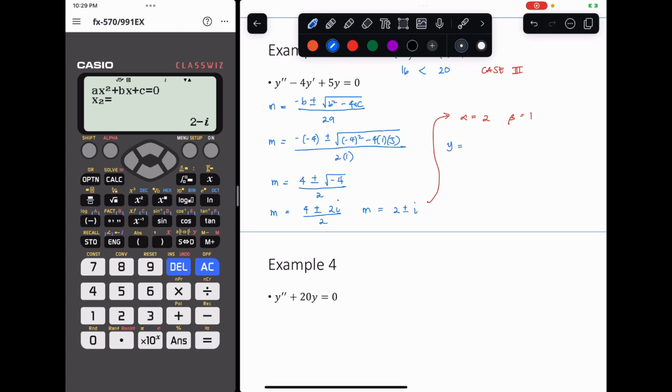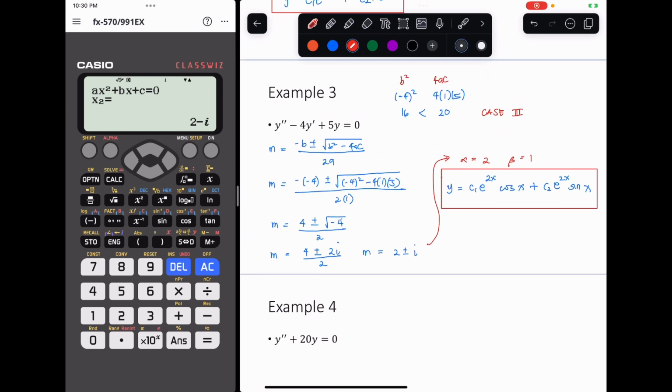So y is equal to C1 e raised to alpha x. E raised to our alpha, which is 2, multiplied with x. And then cosine beta x. Beta is 1, so that would just be x. And then plus C2, so we just copy and change it to sine x. And that is for case number 3, that is for complex roots.